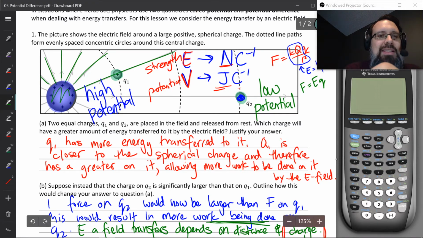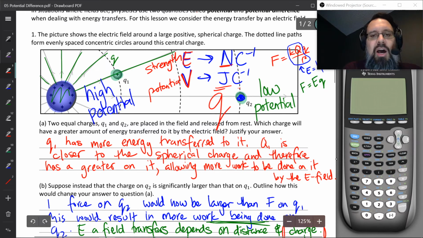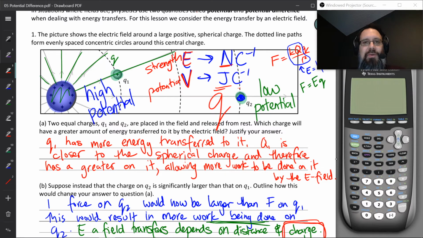So if Q1 is a tiny amount of charge but at a high potential, and Q2 is a big honking amount of charge at a low potential, it's possible that both these objects could get the same amount of energy transferred to them. The potential just says we don't care about what's in the field. We just want to rate how much energy the field can give you based on where you're located. Whereas the amount of charge that it actually has is what's going to determine the amount of energy that it can get. The more charge, the more energy it can get. But we want this quantity that talks about the potential of the field, what the field's capable of doing. And that's why we call it the potential.